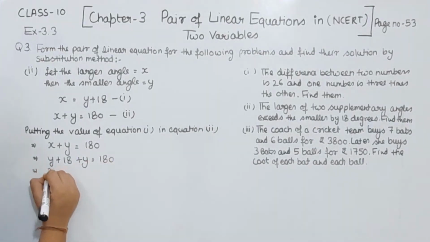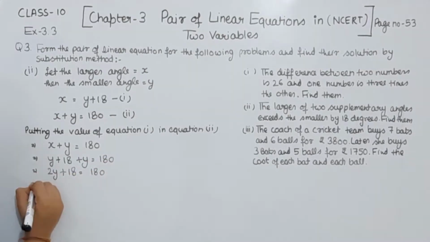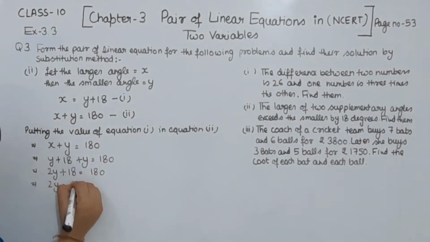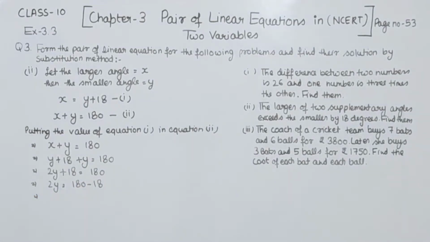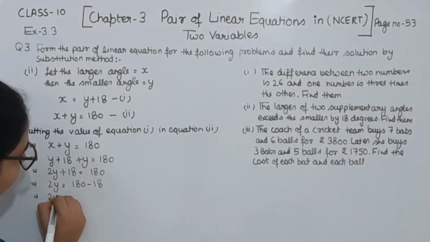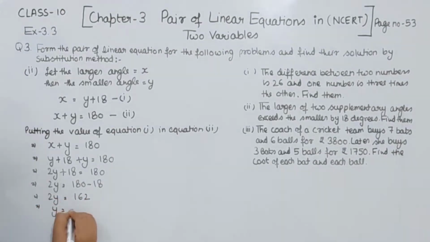Now y plus y we are having 2y, plus 18 is equal to 180. Here 2y is equal to 180 minus 18. Now we have to subtract 180 minus 18. This one we are having is equal to 162. So 2y is equal to 162. Now I'm going to transfer this 2. So 162 divided by 2. 2 8s are 16. 2 1s are 2. So the value of y we are having is equal to 81.